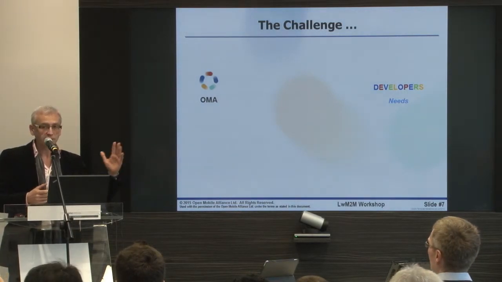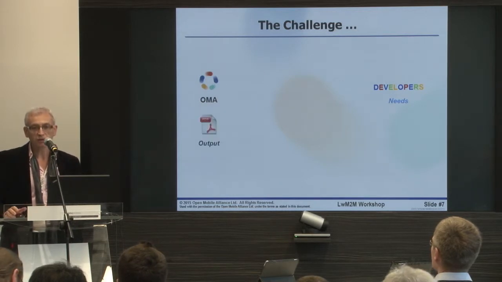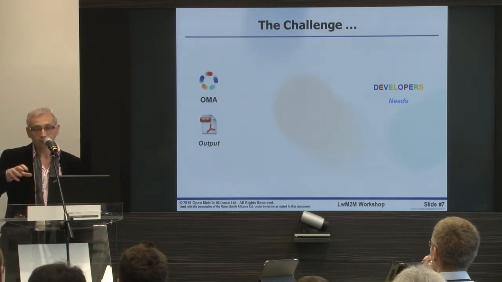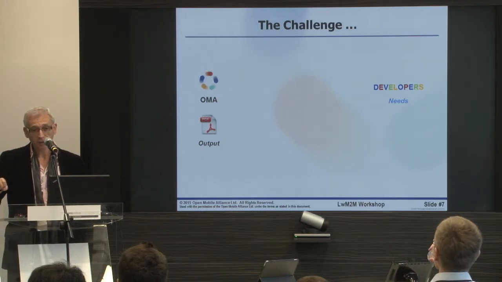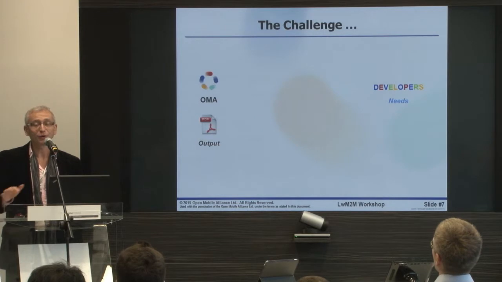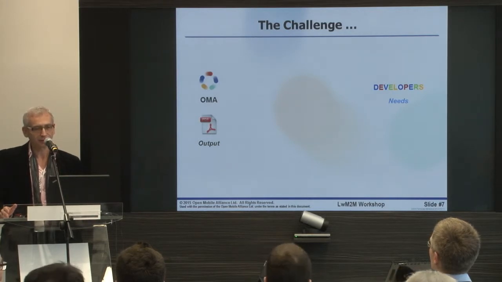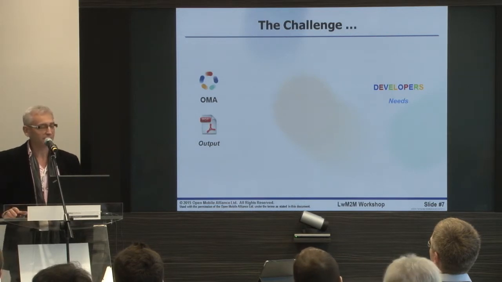So everything started as a challenge. At the beginning, OMA is producing specifications, as you know. We produce specifications in a PDF. We publish it on the website, but we make sure that it's buried far away from anywhere anyone can find it. And then we wonder why our specifications are not being adopted by the market. It's fantastic specifications, so why are they not taking it?